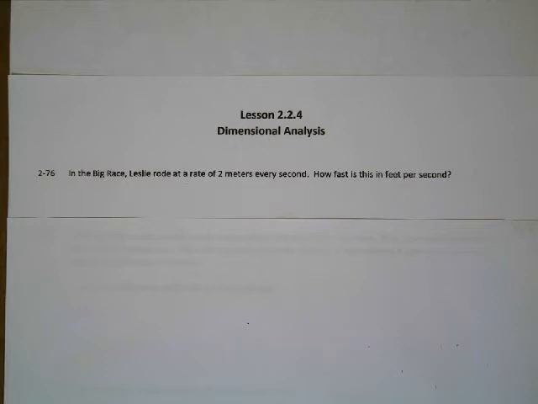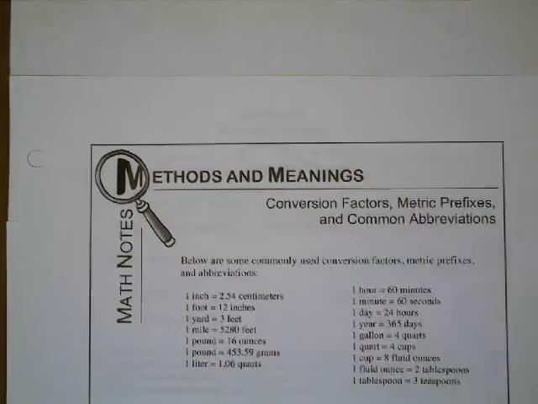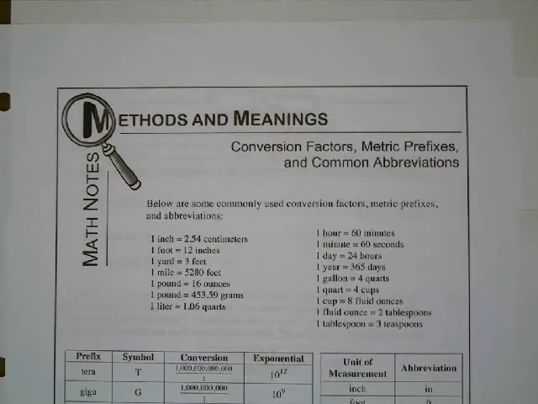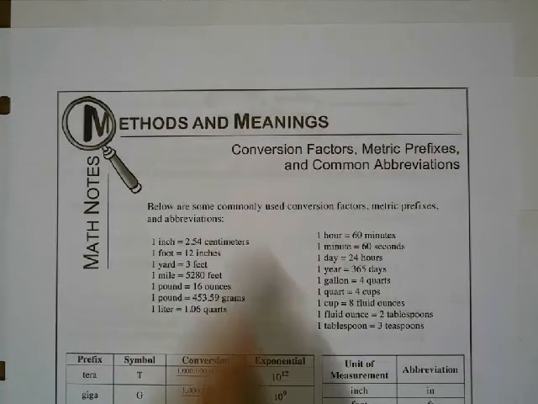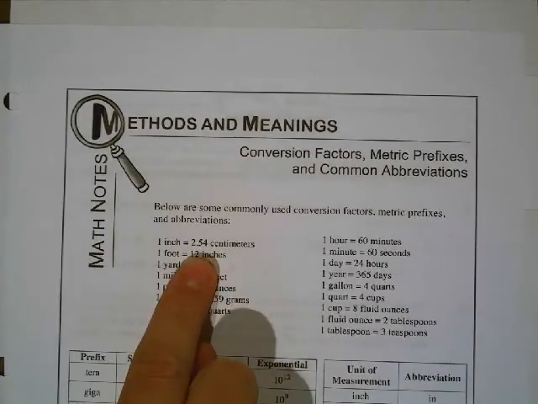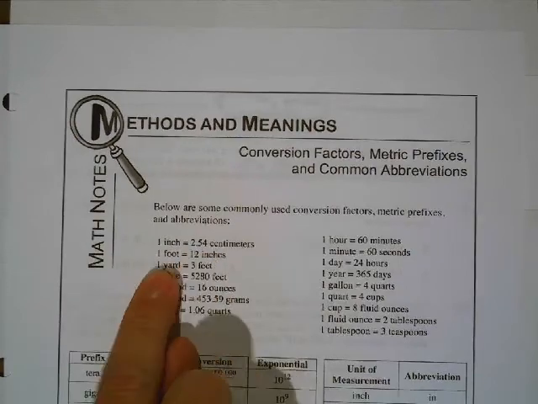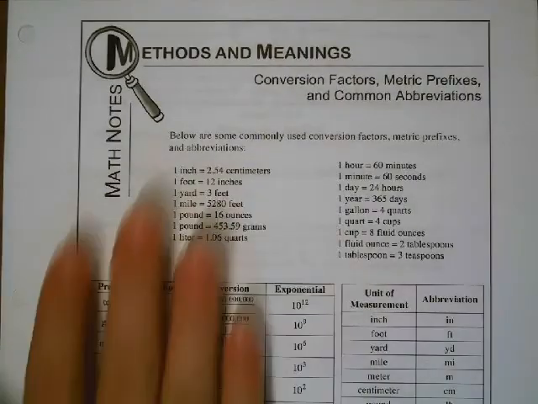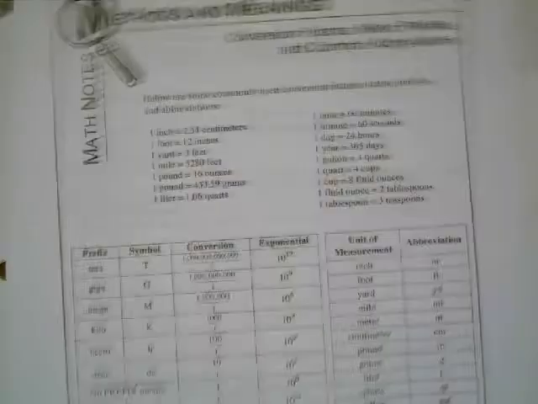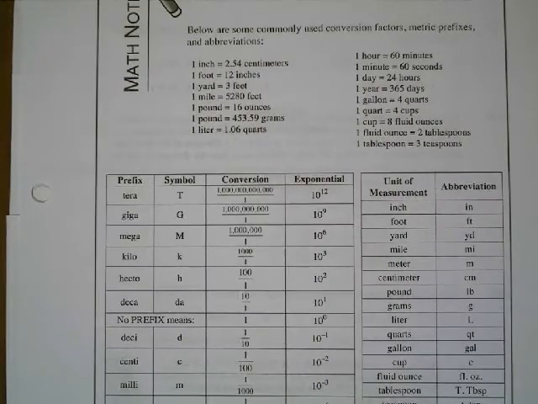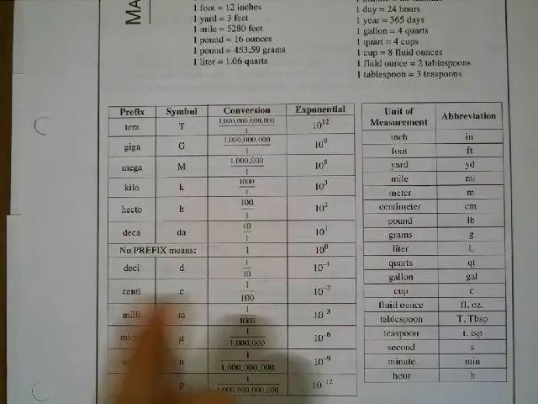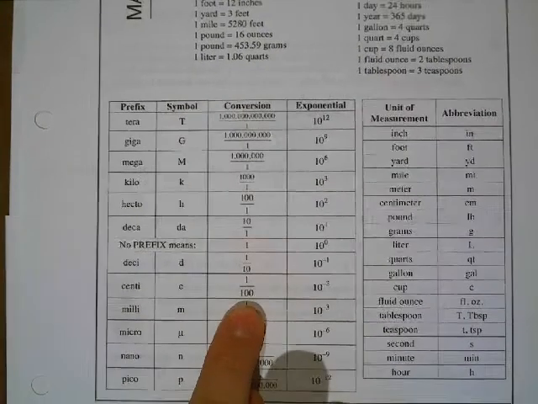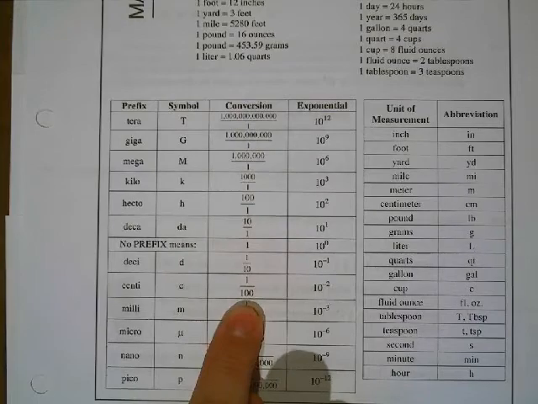Well, in order to know that, you're going to want to go to your books into the methods and meaning section. And the methods and meaning section has a lot of our conversions that we need. For instance, we can see 1 inch is 2.54 centimeters. We can see that 1 foot is 12 inches. You should know that already. So we've got a whole bunch of conversions there. And also some prefixes here that can help you, like centi, like centimeters. Centimeters means there's 100 centimeters in 1 meter.